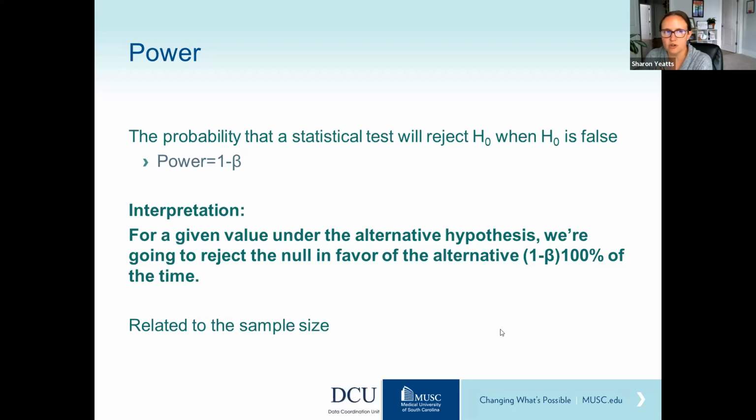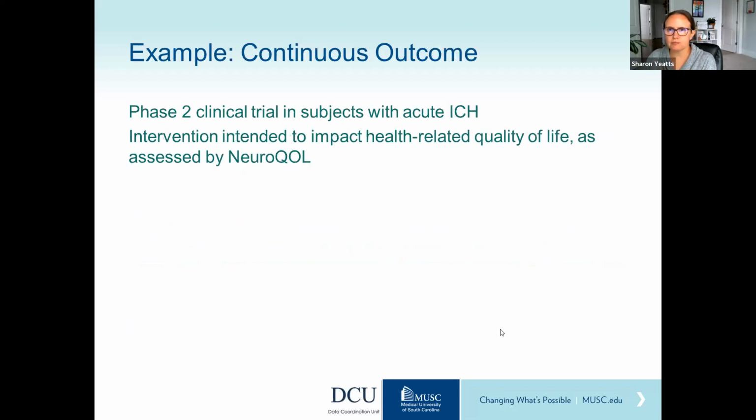For a given value under the alternative, we're going to reject the null 1 minus beta, or whatever the power is, times 100% of the time. And it's related to the sample size. As you all know, I'll show you an example as to how these two parameters that we specify for our statistical tests work together. So in this example, I'm using a continuous outcome just for ease. I'm considering a phase 2 clinical trial in subjects with acute intracerebral hemorrhage. And the intervention I'm considering is intended to impact health-related quality of life. And we're using the NeuroQual to assess health-related quality of life.